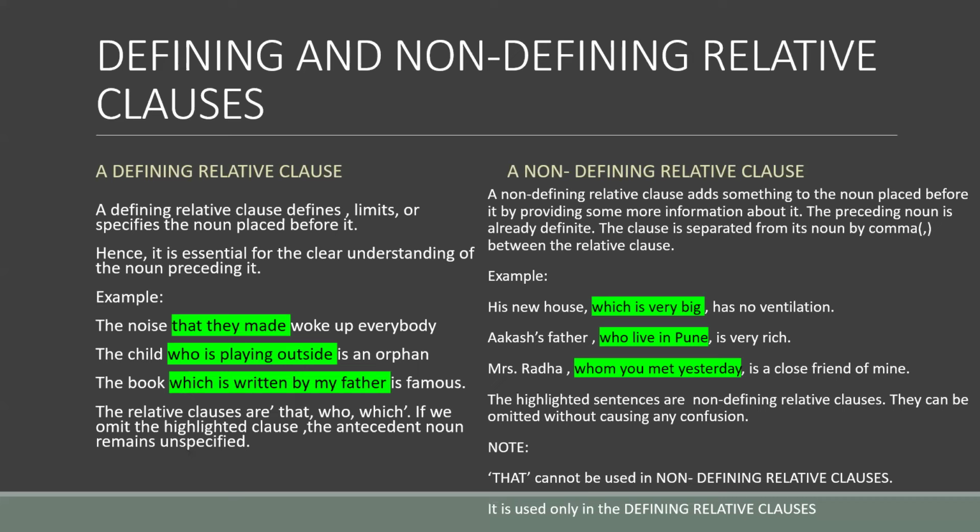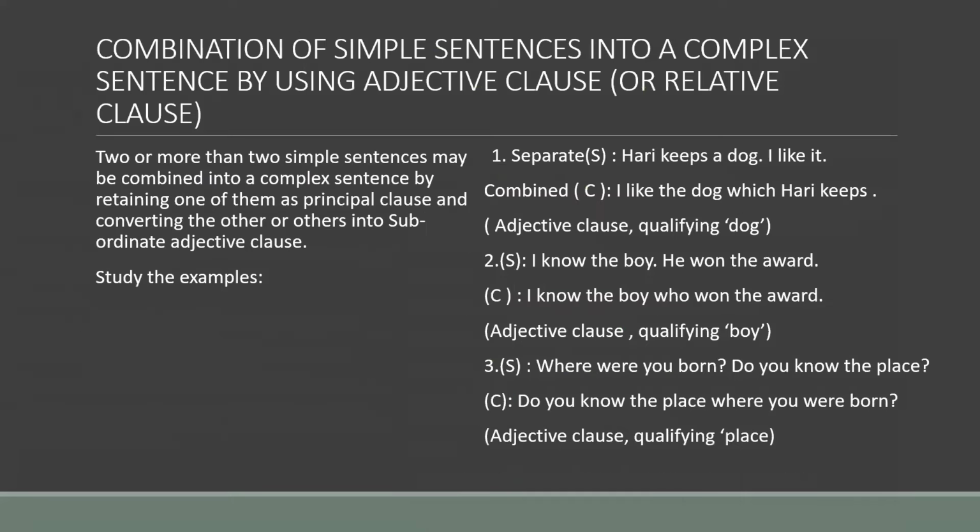Let's make one note here: "that" cannot be used in a non-defining relative clause. It is used only in a defining relative clause. Let's see the combination of simple sentences into a complex sentence by using the adjective clause or relative clause. Two or more simple sentences may be combined into a complex sentence by retaining one of them as a principal clause, that is the main clause, and converting the other or others into the subordinate adjective clause. Let's see the example.